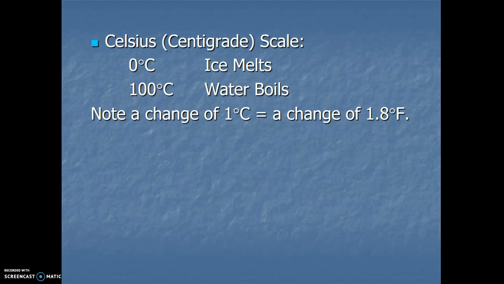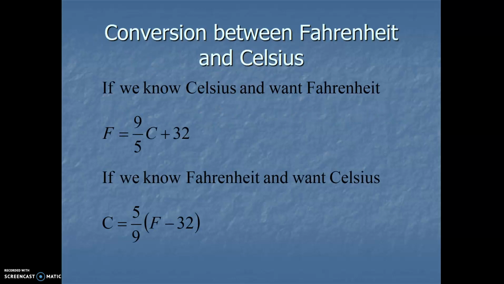But we'll use the Celsius scale. It's a lot easier, a lot better of a scale. It's just not as intuitive because we just don't use it here in the United States. So 0 degrees ice melts, 100 degrees water boils. A 1 degree change in the Celsius scale is about just shy of a 2 degree change on the Fahrenheit scale. Here are the conversion factors. Write these down in case we need to convert them. Fahrenheit is just 9/5 times Celsius plus 32. Or if you want to know the Celsius given Fahrenheit, you take the Fahrenheit minus 32 and then multiply it by 5/9.